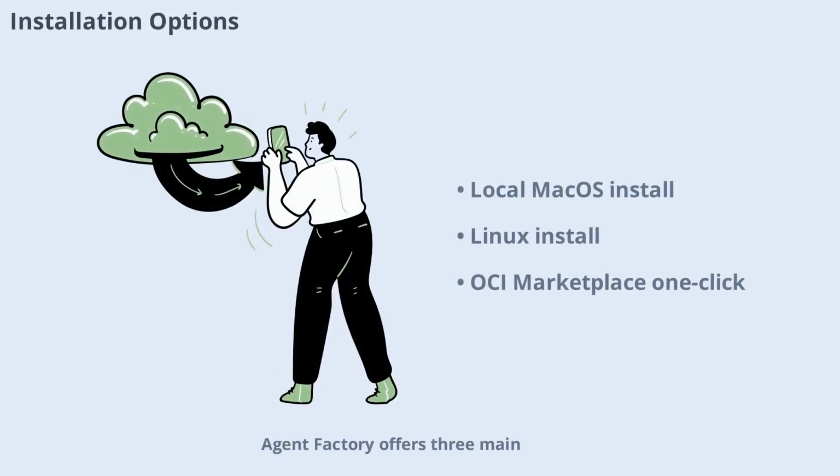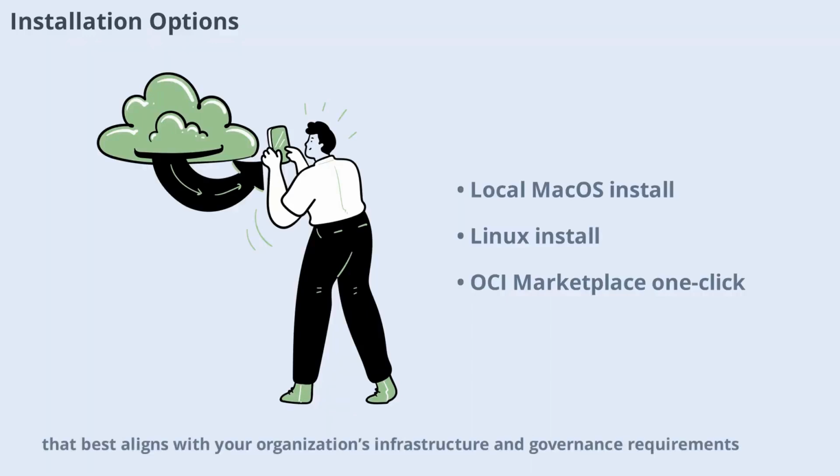Agent Factory offers three main installation options to suit your environment. You can install it locally on macOS, directly on Linux, or deploy it from the Oracle Cloud Infrastructure, OCI, Marketplace. The OCI Marketplace option is especially convenient, providing a one-click, no-code setup process that gets you up and running quickly. This flexibility ensures that you can choose the deployment method that best aligns with your organization's infrastructure and governance requirements.